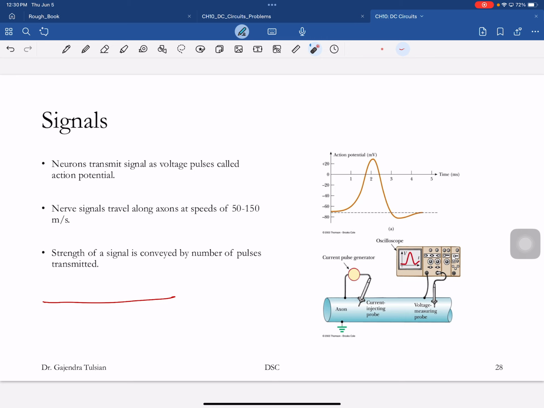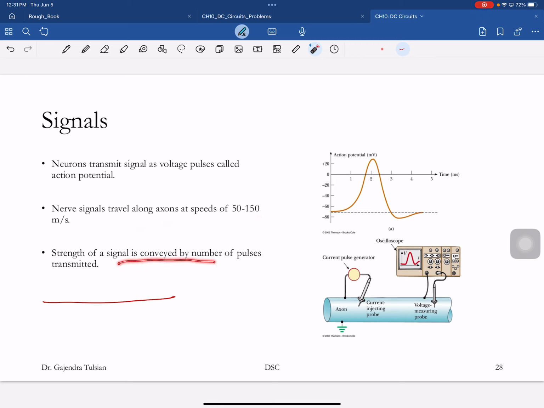You want to make the pulse travel faster, it's going to cost you more. You want to spend less and make the pulse travel slower, it's going to burn you. So that's how you decide on the speed. It's a cost-benefit analysis. So that's the speed of the thing.